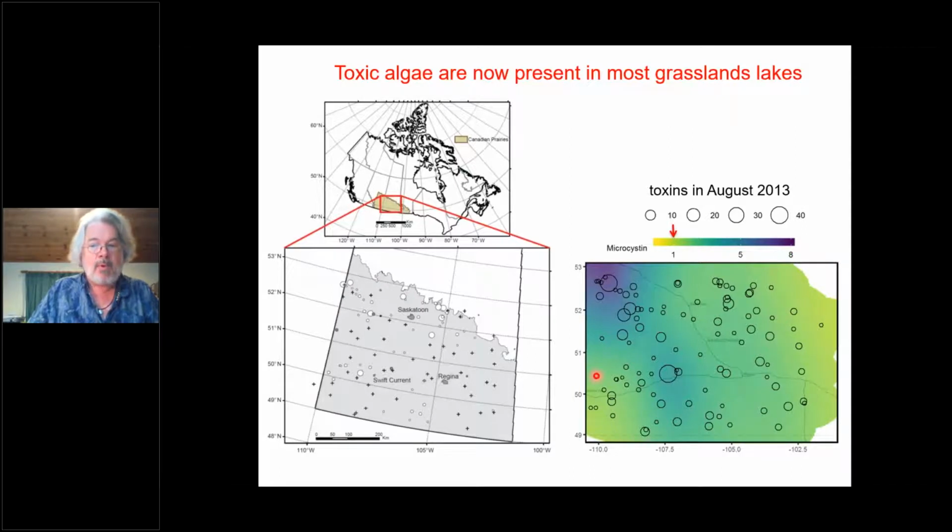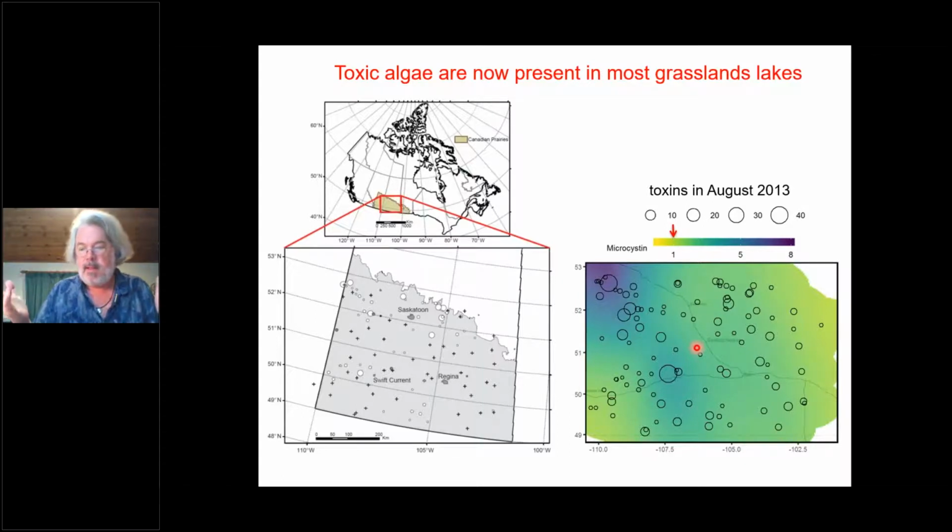And you can see almost all of the map is green, meaning that a lot of the lakes in the southern part of the province have issues with water quality relating to these blue-green algae and the toxins they produce. So what do you do about it?